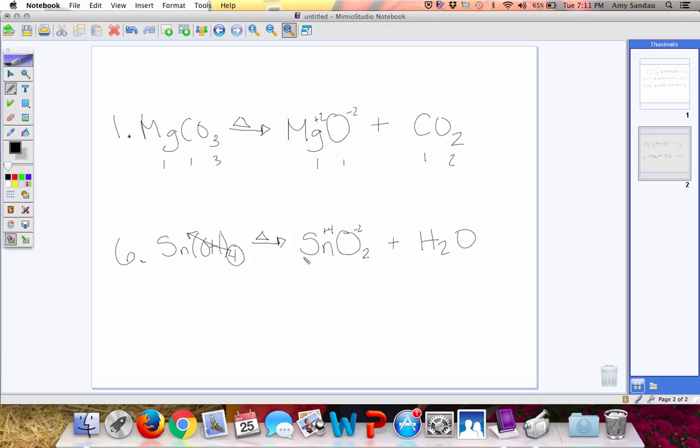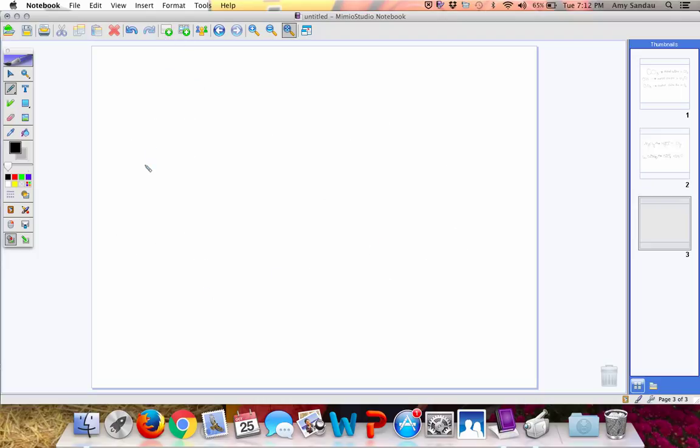So in this case, we have to balance. We have 1 tin, 1 tin. We have 4 oxygens, and right now we have 3 oxygens on this side. But let's look at our hydrogens. I have 4 on this side and 2 on this side, so if I put a 2 here, now I have 4, and then I also have 4 oxygens, so that would be balanced.